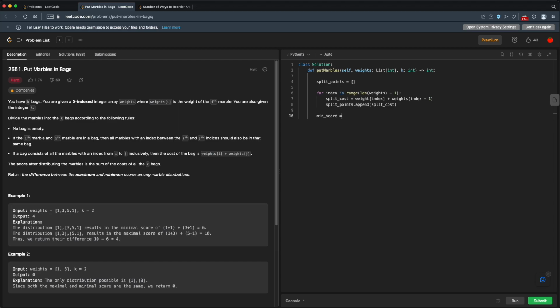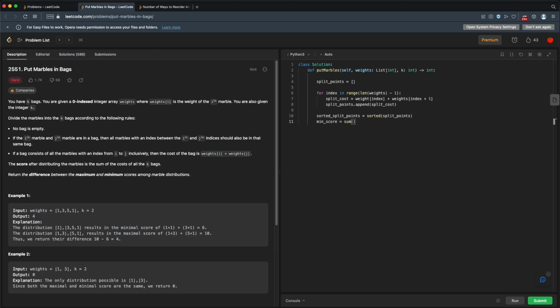So the min score, let's see, how are we going to do this? Well, the easiest way to do this is just to sort our split points. So let's do that. So this will sort from low to high. So our minimum values will be at the beginning of this. So our min cost, or I call it min score, will just be the first k minus 1 of these split points. So that's just going to be the sum of our sorted split points.